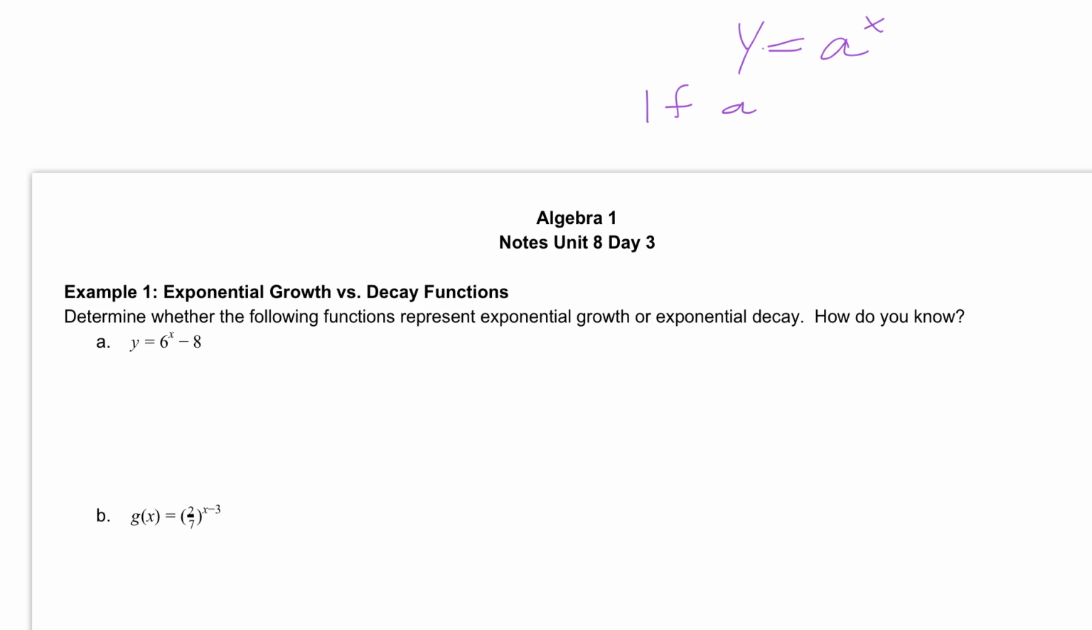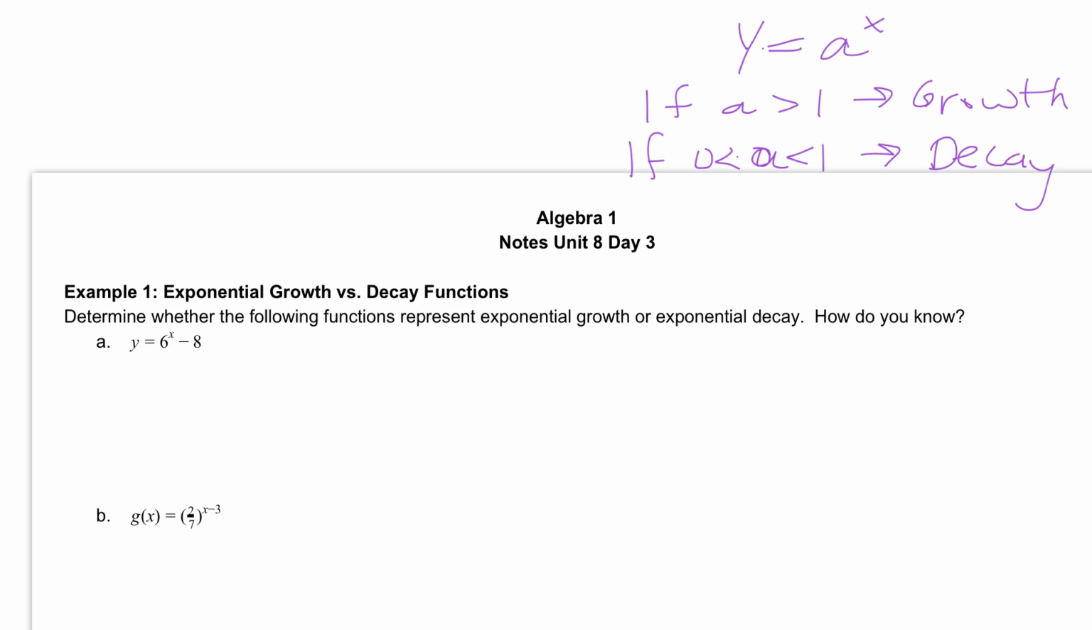If a, which is our base, is greater than 1, this represents exponential growth. And if a is bigger than 0 but less than 1, that's going to indicate that we have exponential decay.